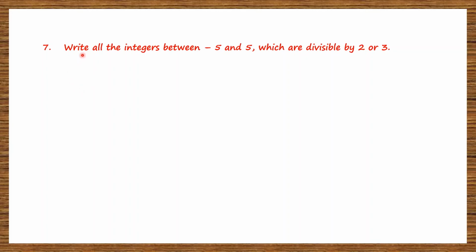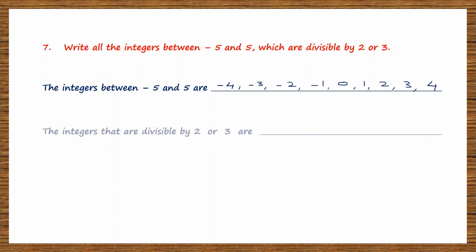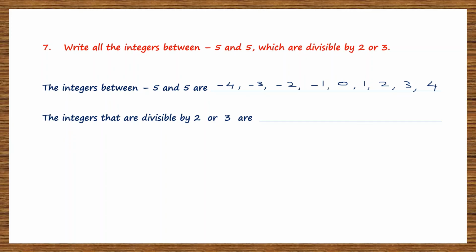Question 7. A similar question. Write all the integers between minus 5 and 5 which are divisible by 2 or by 3. So let's write down all the integers between minus 5 and 5. So minus 4, minus 3, minus 2, minus 1, 0, 1, 2, 3 and 4. Now from these we have to pick out the numbers that are divisible by 2 or by 3. So the integers that are divisible by 2 or by 3.